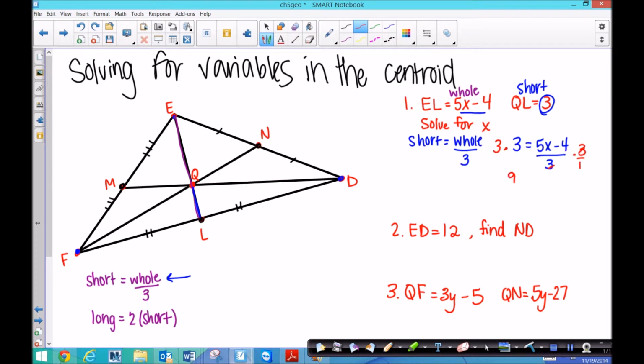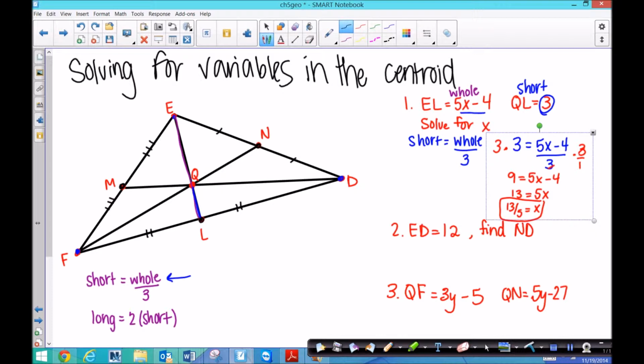When we do that, we get that 5x minus 4 is equal to 9. Adding 4 to both sides is going to give us 13. And dividing both sides by 5 is going to give us 13 over 5. And we're going to leave it like that. And then we've completed this problem. It just asks us to solve for x, and we've done that.